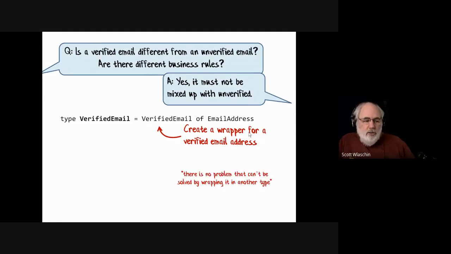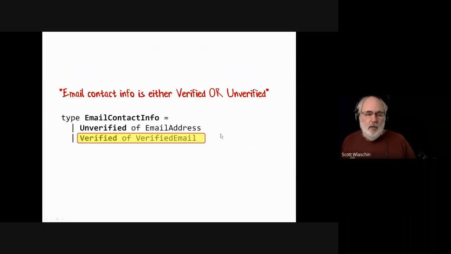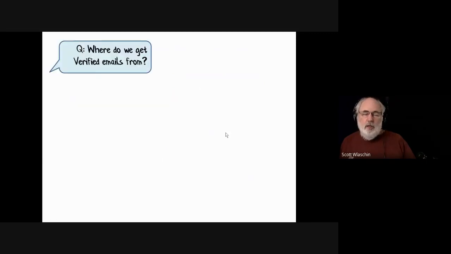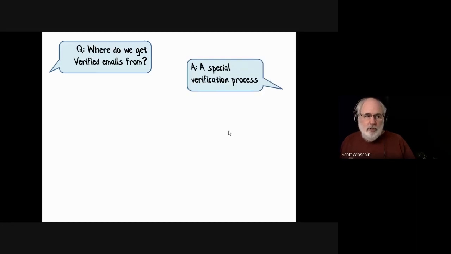And I like the slogan, there is no problem that can't be solved by wrapping it in a different type. So again, wrapping, we've got a type wrapped in a type wrapped in a type already. That's what we put in our verified case. Now, in order to create the verified case, we're going to have one of these verified emails. Hopefully this makes sense. Now, where do we get one of these verified email things from? Well, we said that we have to get them from a special service. We said there's a special verification process that does this.